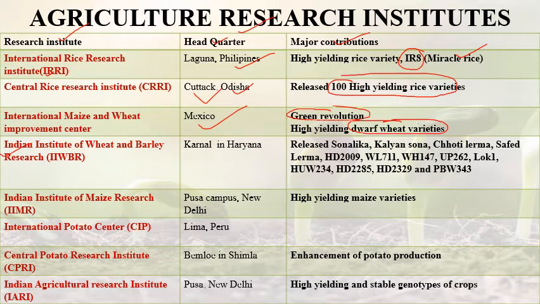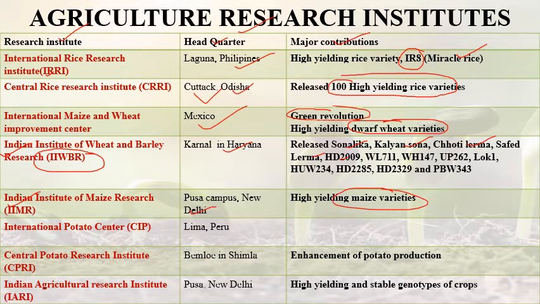Next, we have Indian Institute of Wheat and Barley Research, that is IIWBR. It is located in Karnal in Haryana, and it has released many varieties like Sonalika, Kalyan Sona, Choti Lerma, Safed Lerma, HD2009. So these are some varieties of wheat and barley which are released by this institute, that is Indian Institute of Wheat and Barley Research. Next, we have Indian Institute of Maize Research, IIMR. It is located in Pusa campus in New Delhi, and it is responsible for producing high-yielding maize varieties.